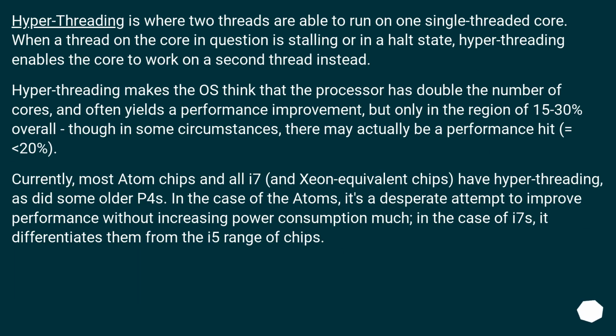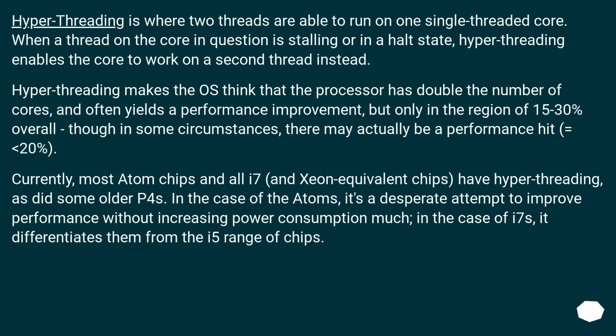Hyperthreading is where two threads are able to run on one single threaded core. When a thread on the core in question is stalling or in a halt state, hyperthreading enables the core to work on a second thread instead. Hyperthreading makes the OS think that the processor has doubled the number of cores, and often yields a performance improvement, but only in the region of 15 to 30% overall, though in some circumstances, there may actually be a performance hit.